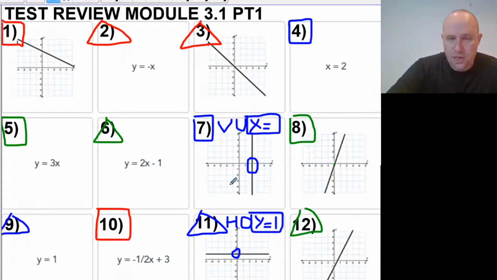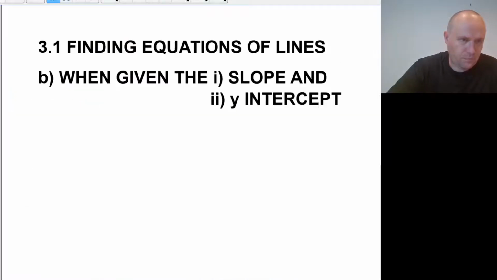So certainly remember the HOY and VUX for horizontal and vertical lines. Certainly at least check for positive and negative slopes, because that can certainly narrow down answers as well while you're looking. But focus on that y-intercept as well. That will be really important for you. That will tell you this number at the end that doesn't have the x that goes with it.